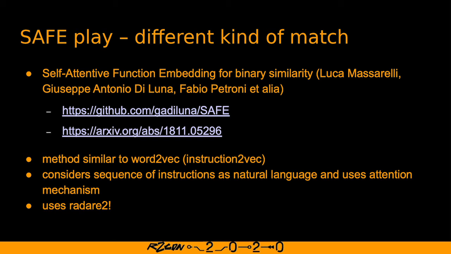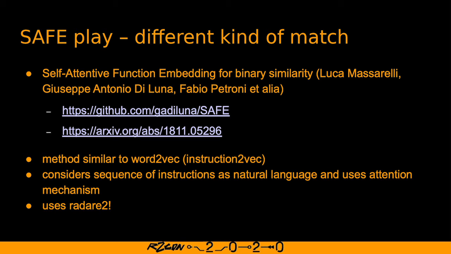One method in particular that will temporarily take us away from signatures is a method called SAFE, or Self-Attentive Function Embedding for Binary Similarity. The authors of this paper were gracious enough to publish the code in TensorFlow and from Facebook Research in PyTorch, and the weights, or rather the pre-trained embedding that resulted from their experiments. If you're watching this, thank you.